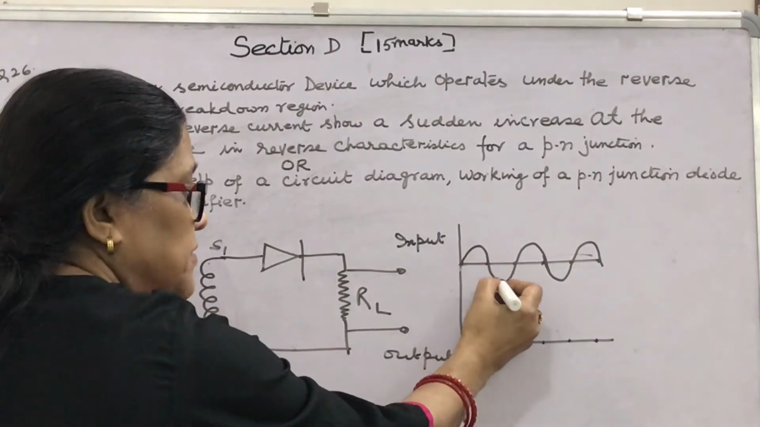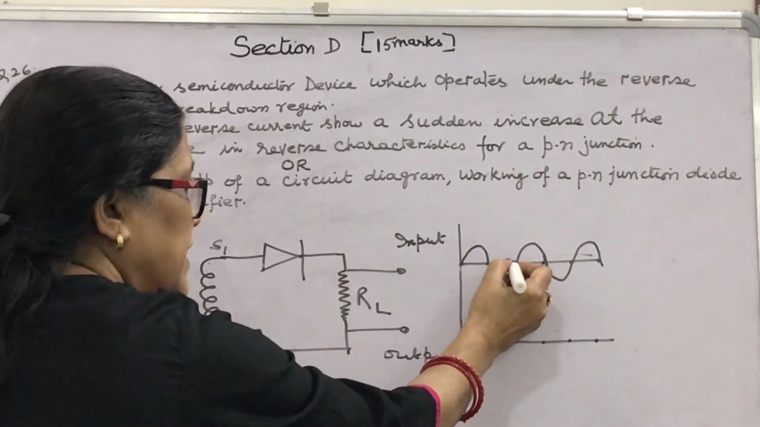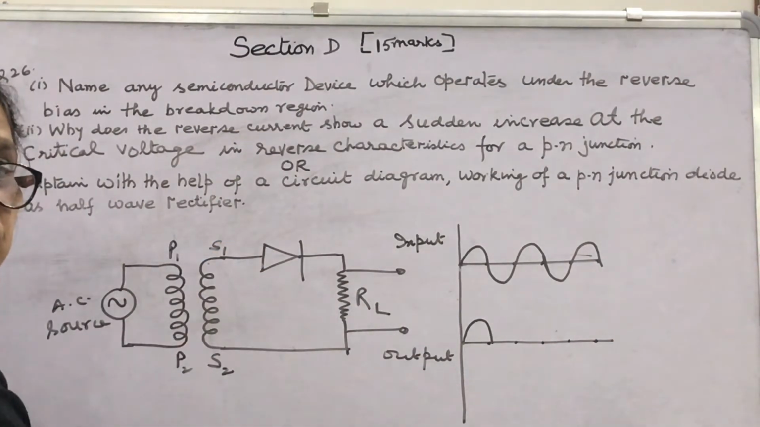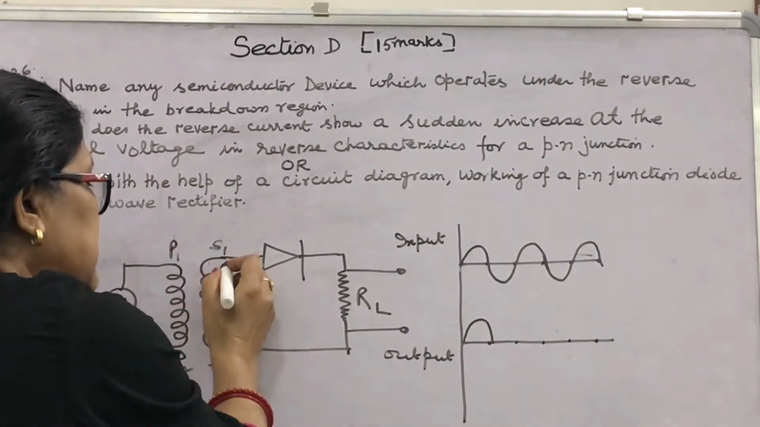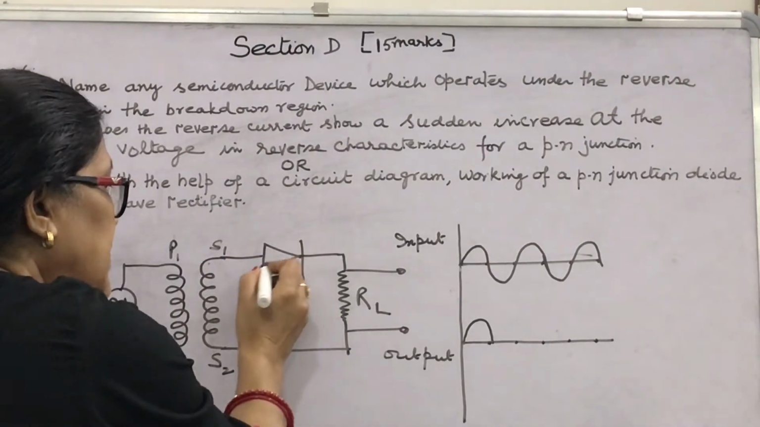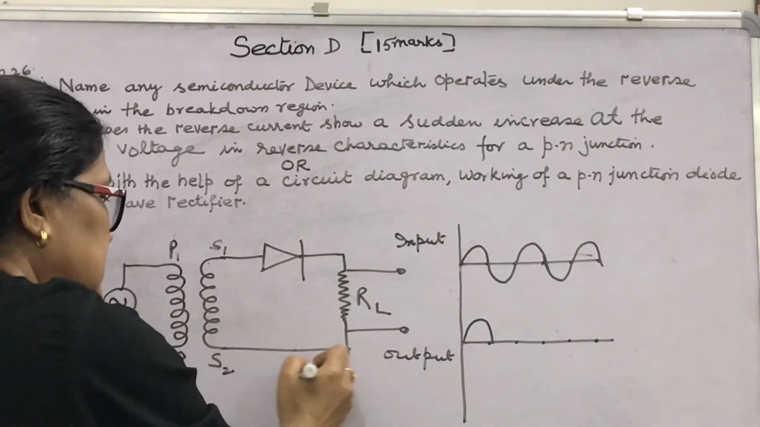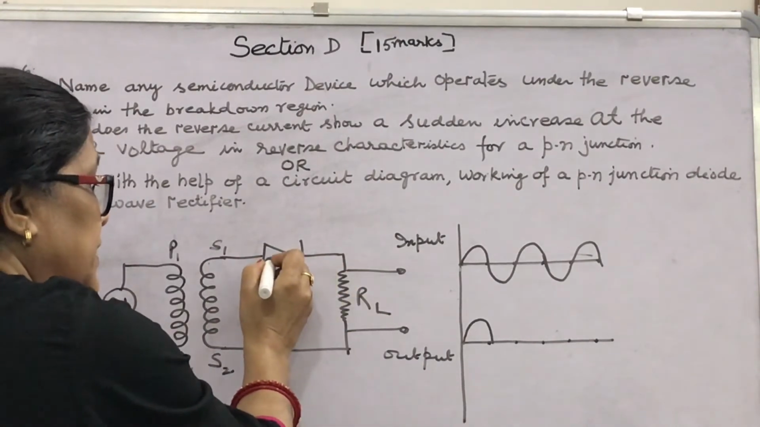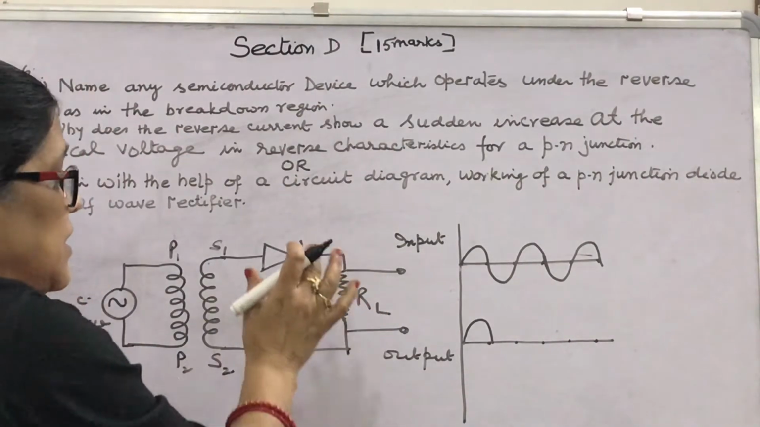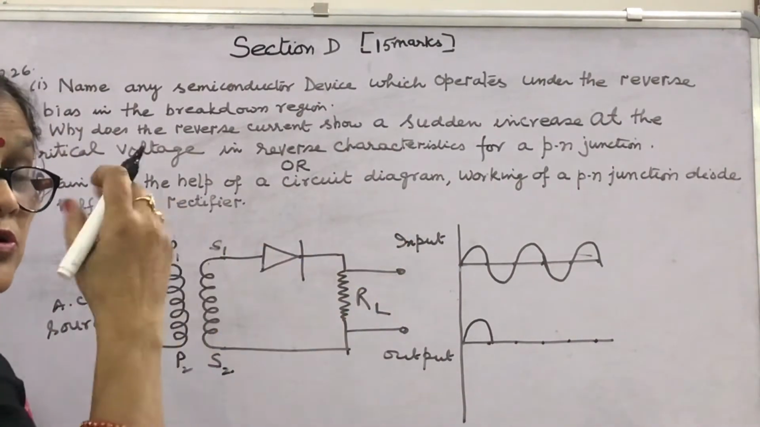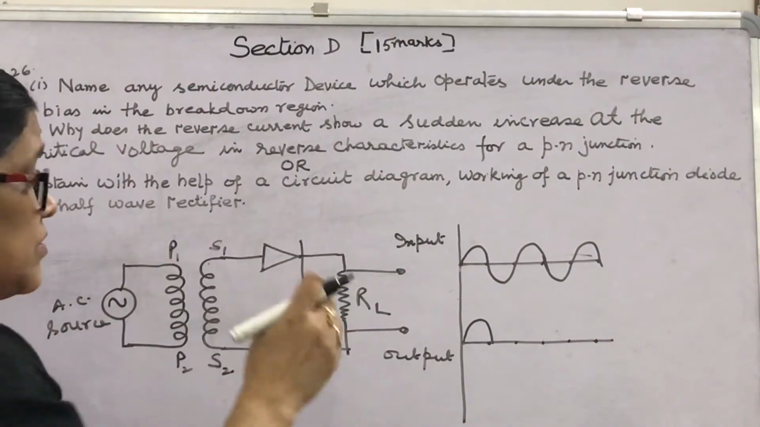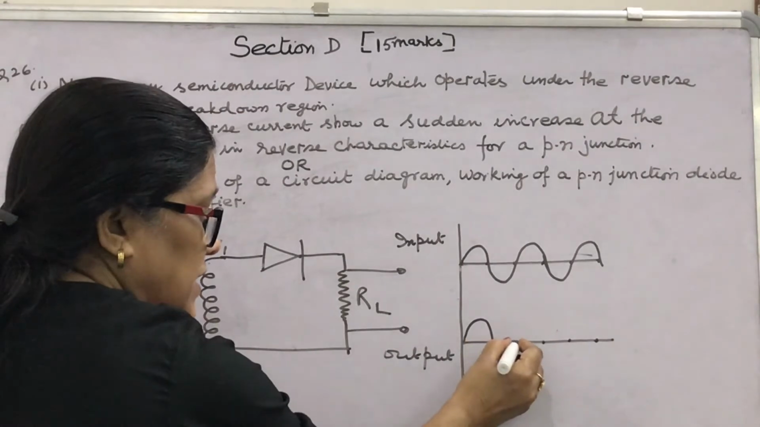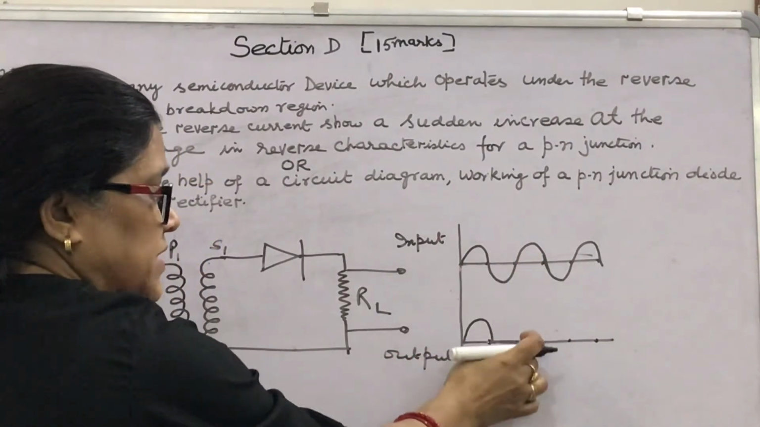For the next half cycle, this negative cycle, P1 is negative, then S1 is also negative. What happens? With S1 negative, P negative, and simultaneously S2 positive, this becomes reverse biasing. P negative and positive, reverse biasing. Reverse biasing means no current, no voltage across the load. You will not get any current here during this negative half cycle.